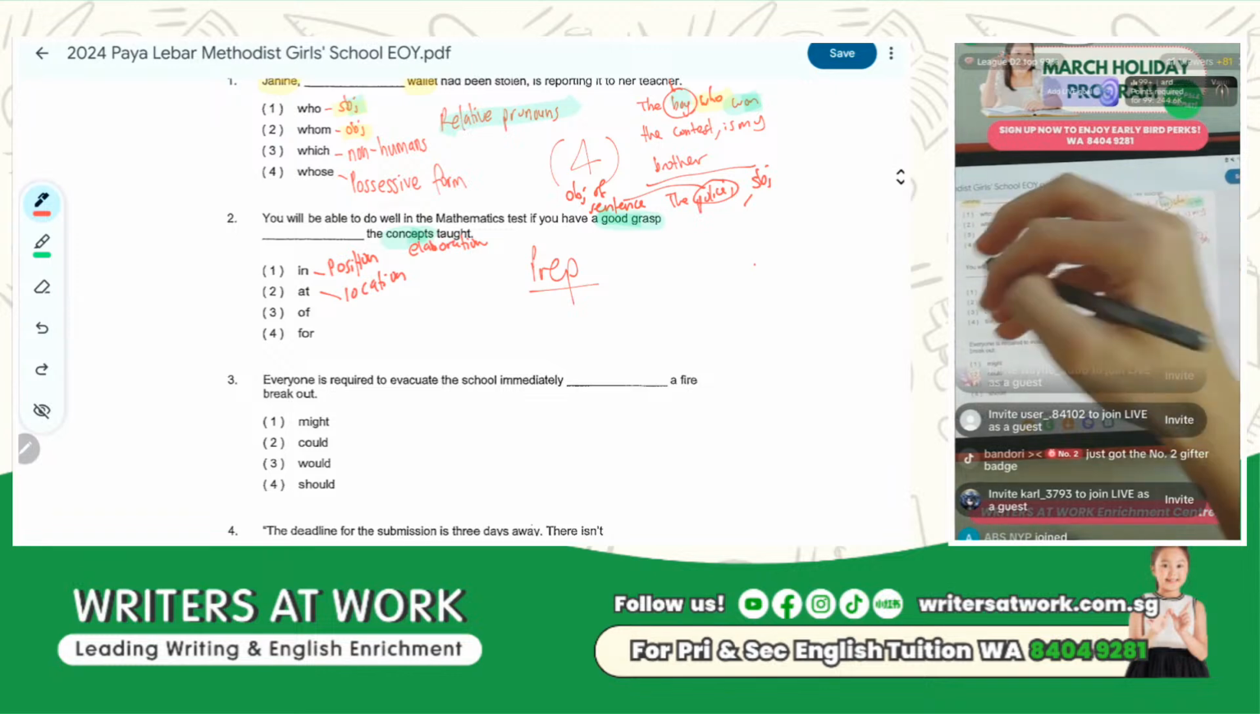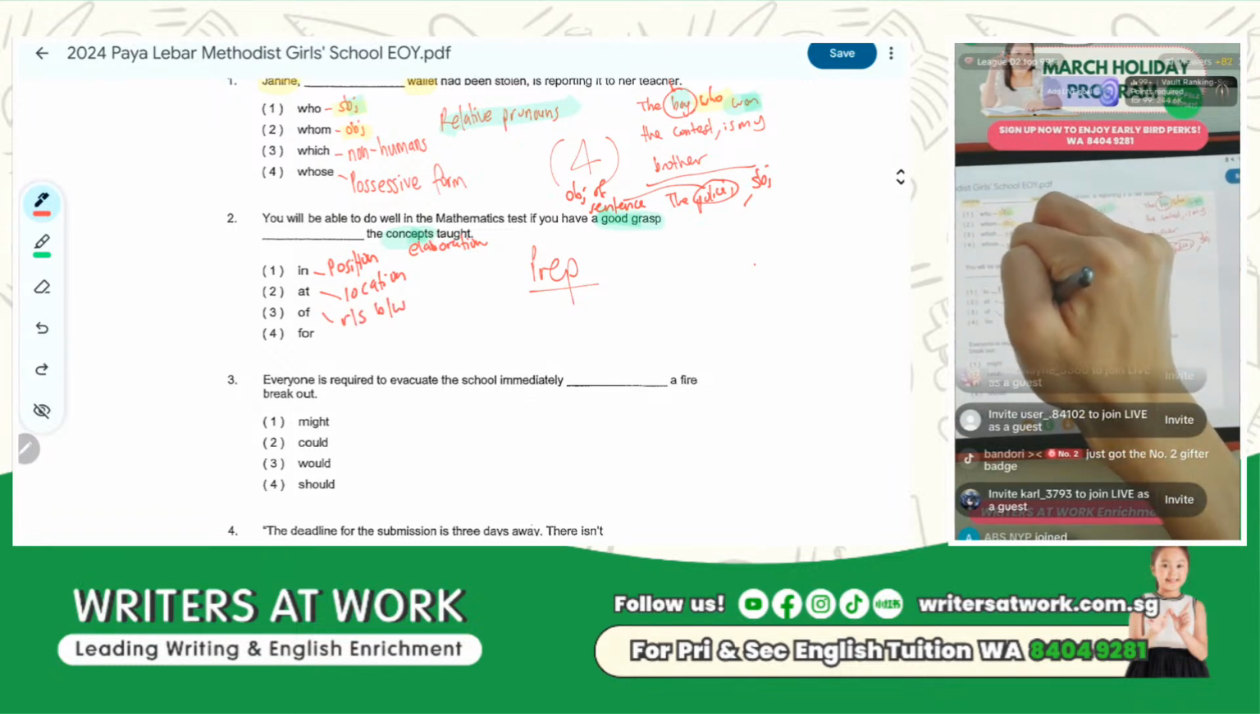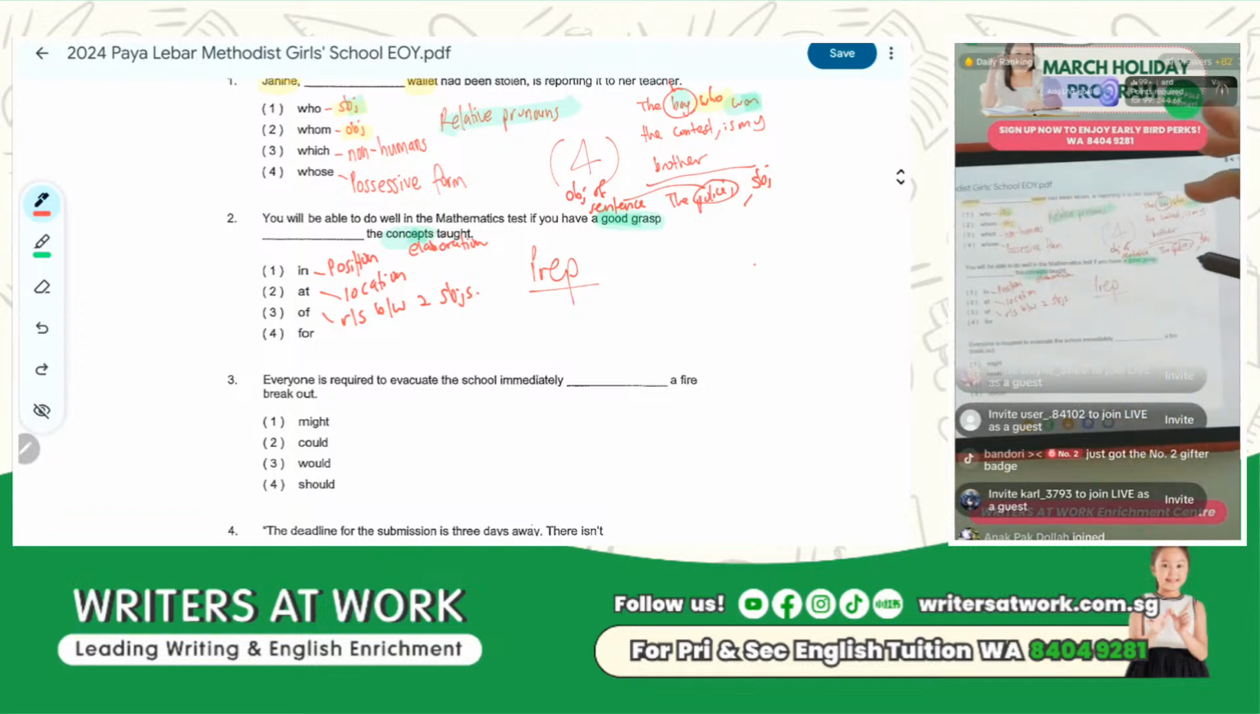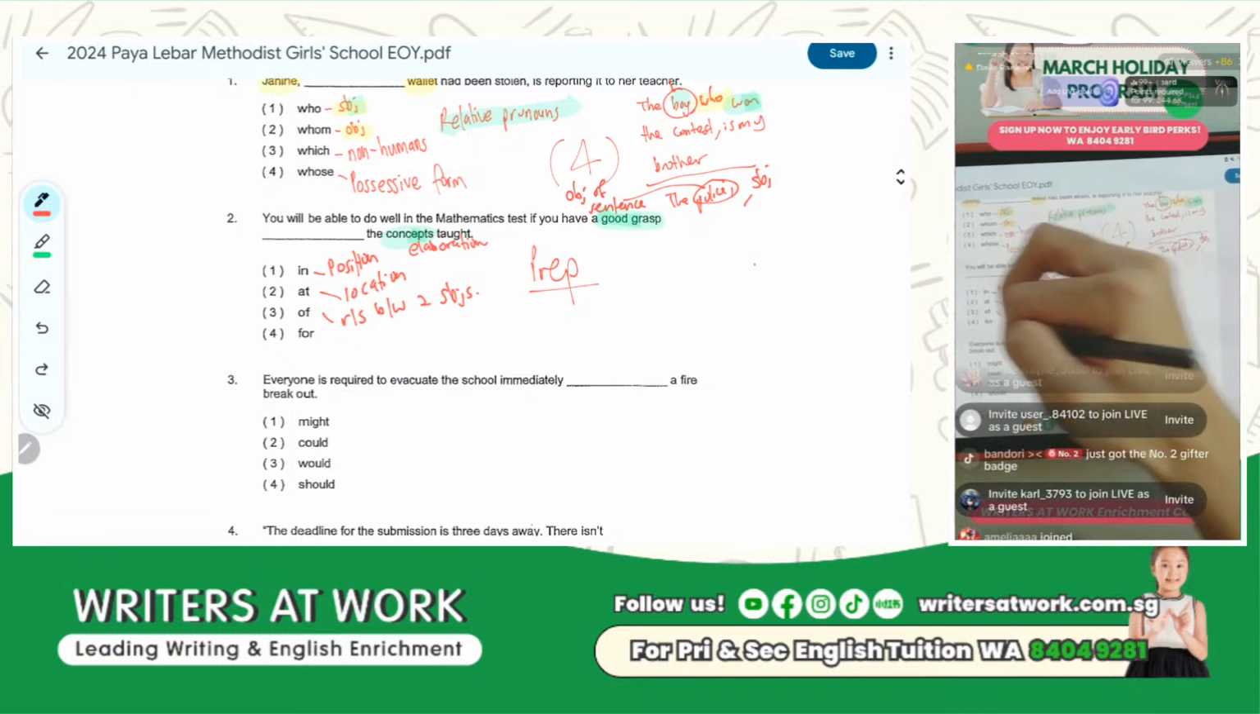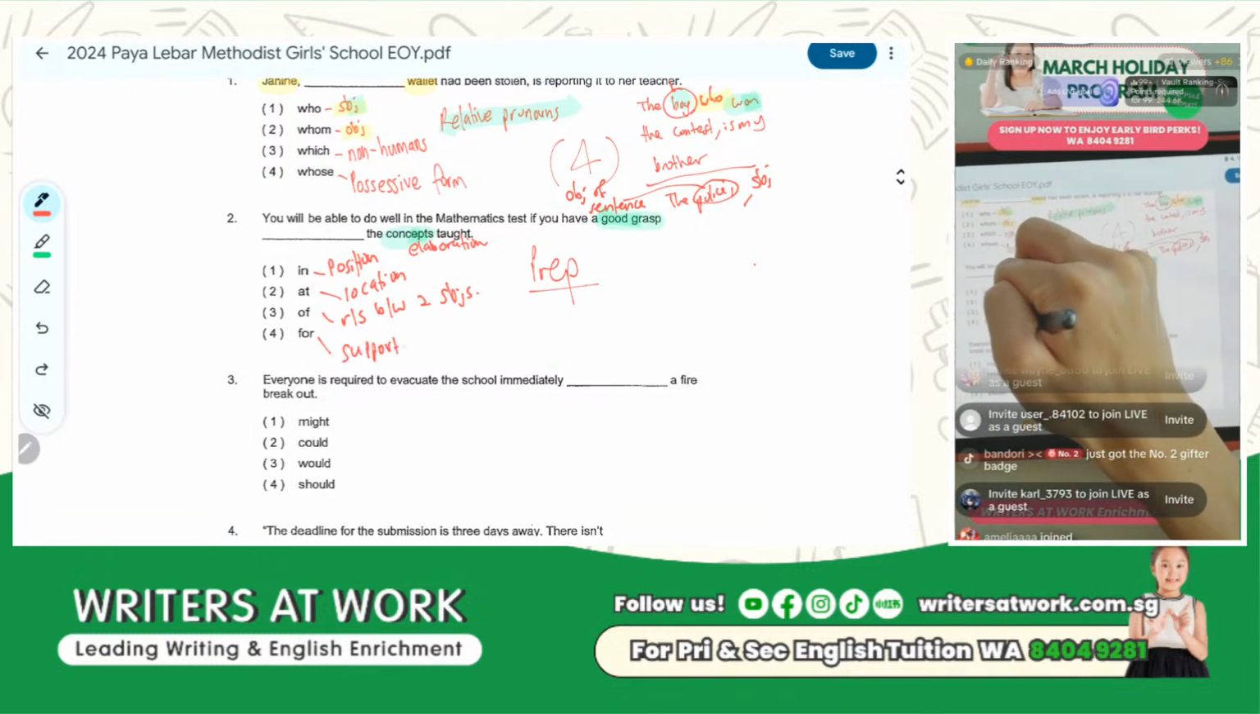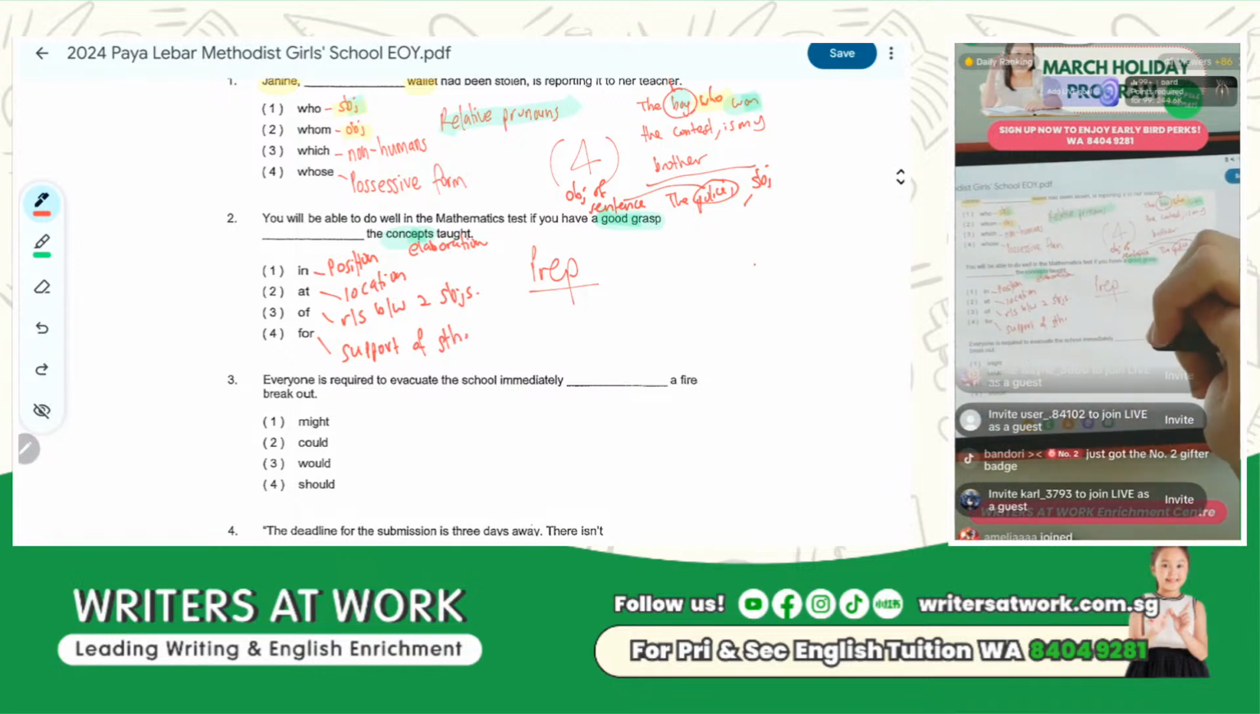Of here shows the relationship between two subjects. So I can say Mary is the sister of Jenny. So you can see of here shows the family ties between these two girls. For shows support of something. I am bringing some bread for brother who is playing football in the competition. So you're trying to support him by giving him food.